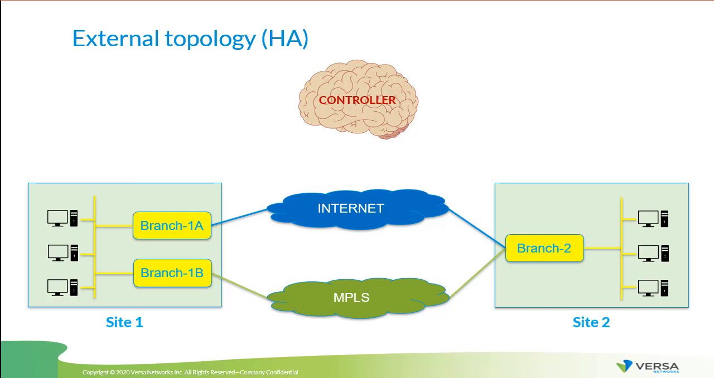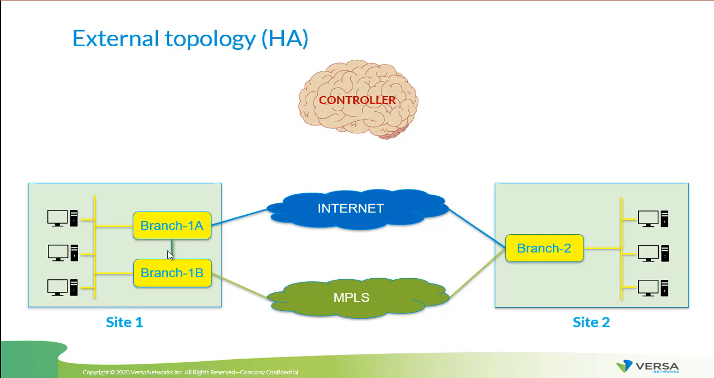Now, it is very important to understand that branch 1A will have only one connection to the internet, but will not have connection to the MPLS, at least not the direct one. And the same is for the branch 1B. You can ask me, then how will branch 1A reach MPLS network? For this, we have a cross connection between branch 1A and branch 1B.